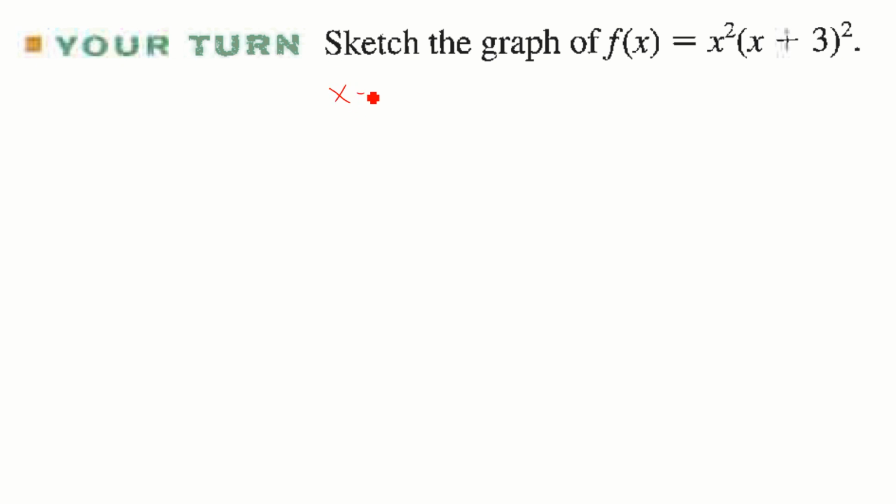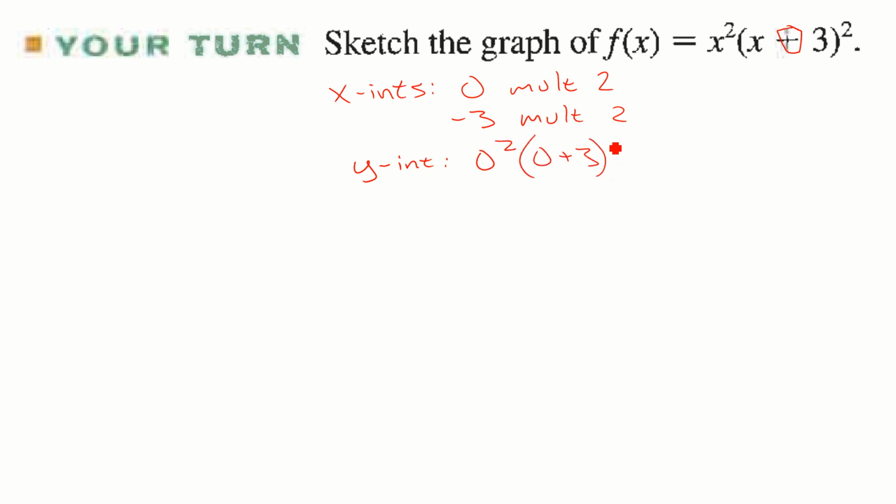So the x-intercepts are going to be 0, multiplicity of 2, and -3, multiplicity of 2. Our y-intercept is going to be 0 squared times 3 squared. So that's going to be 0. All right, so we've got our graph here.